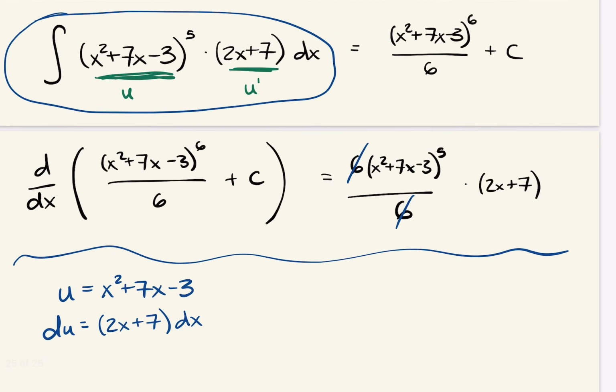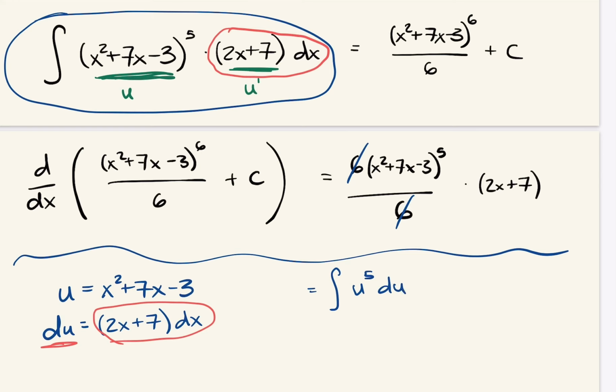So when I go back up here, let me highlight this in pink. This whole part in pink is showing up down here, so I can replace it with du. So the original integral up here is equal to u to the 5th power times du. Now I can use the power rule and say that's u to the 6th over 6 plus c.